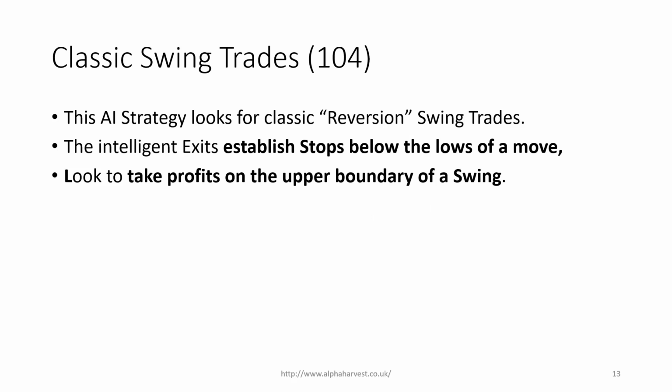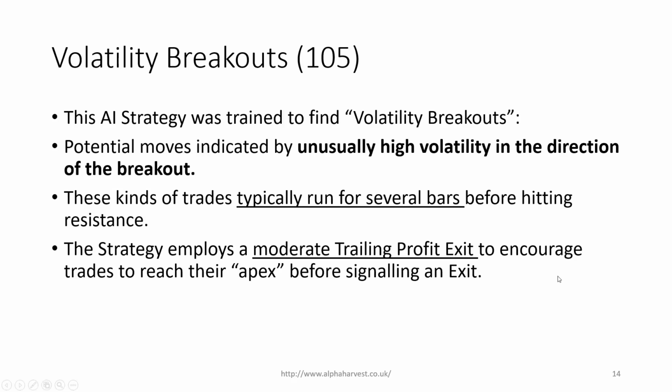Next up is classic swing trades, code 104. This AI strategy looks for classic reversion swing trades. The intelligent exits establish stops below the lows of a move, and we look to take profits on the upper boundary of a swing. So these swing trades are really quick, in and out within a couple of days type thing. So this caters for your more aggressive short-term trader. Volatility breakouts. This strategy looks for volatility breakouts. Potential move indicated by unusually high volatility in the direction of the breakout.